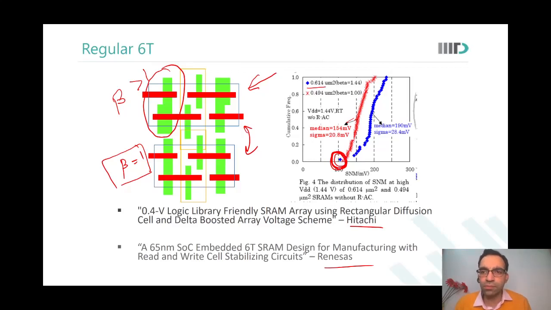You have a question? No, sir. Okay. So since beta ratio of the top cell is better, we know that the median SNM is going to be better. And that is what we see also. But due to mismatches in manufacturing, do you realize that the worst case SNM of this array over here is worse than the worst case SNM of the denser array? The sigma is lesser. Yes, sir. And that makes a very, very big difference.